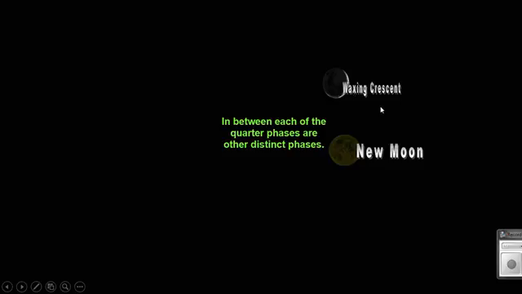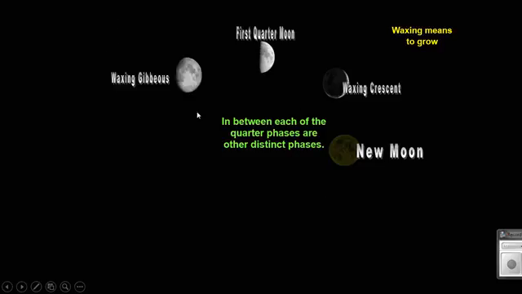Waxing means to get bigger. So we have a waxing crescent. The crescent is just this little sliver of the moon that's lit up, and we wax on to get bigger. And we go to our first quarter moon. Once again, remember our sun's over here, so it's lighting up this side of the moon, and so we're seeing that half of it. We see the right-hand side.